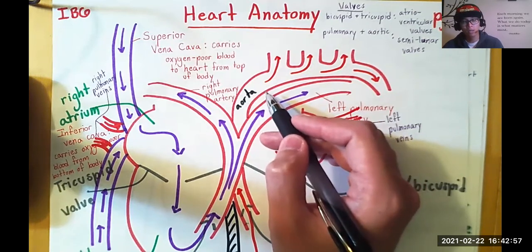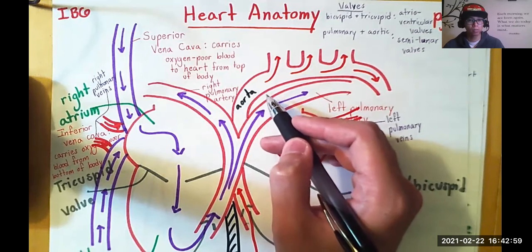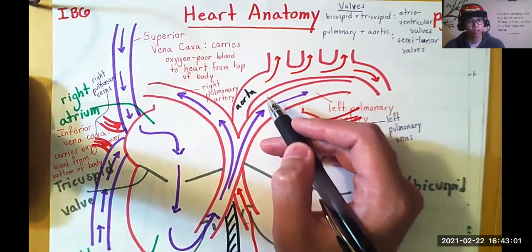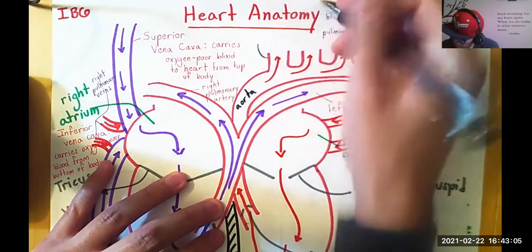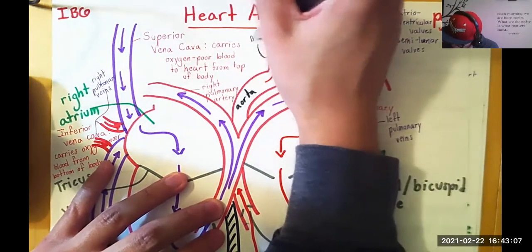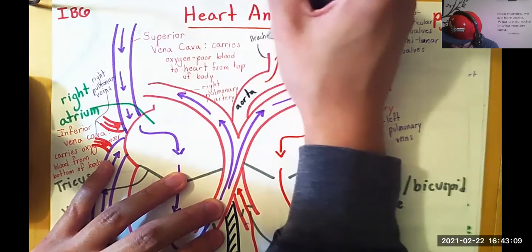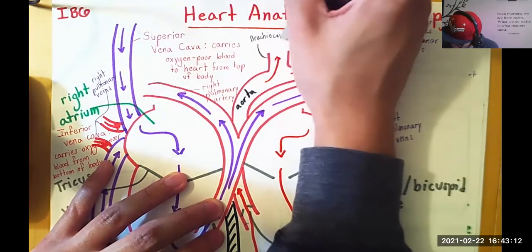I'm going to name them, and I'm going to tell you what part of the body they supply oxygen-rich blood. This first one is called the brachiocephalic artery.